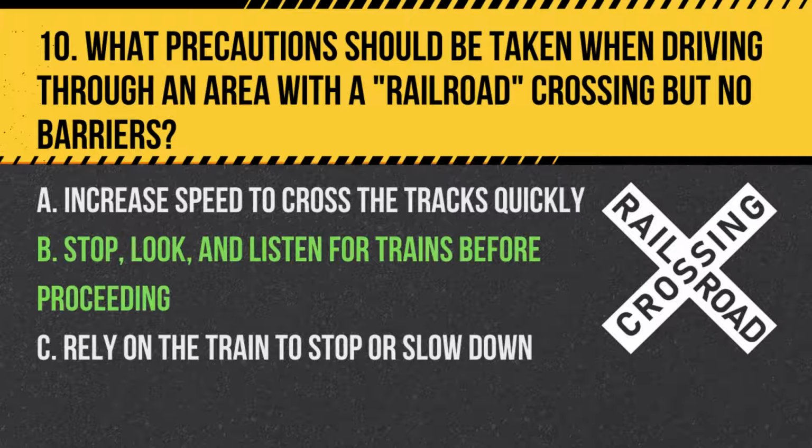Answer: B. Stop, look, and listen for trains before proceeding. At a railroad crossing without barriers, you should always stop and check for approaching trains before crossing the tracks.